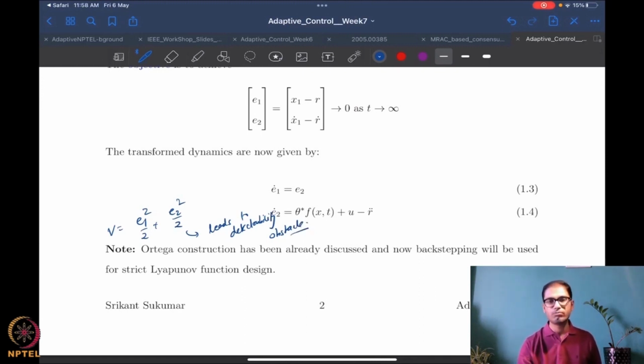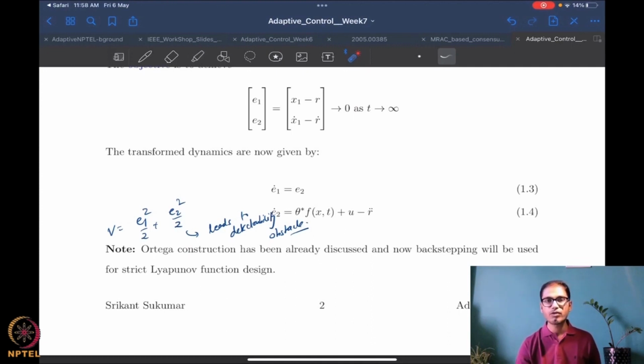All right. So we already know that. Yeah. And what was the way around it? We used an Ortega construction. Yeah. So now we will try to do the same thing with backstepping. So think of this as a beginning step, and it's sort of an apples to apples comparison between the two methods. Yeah. Just look at it as that and nothing more.